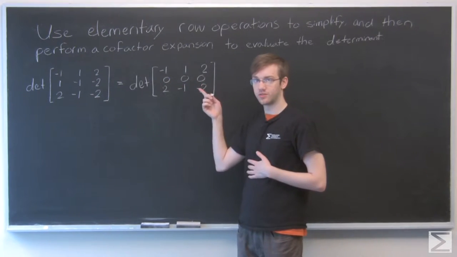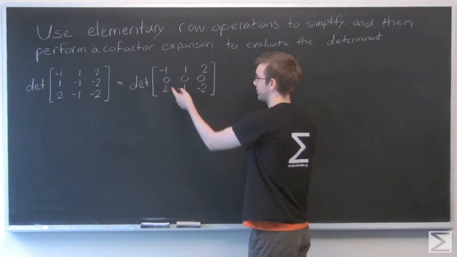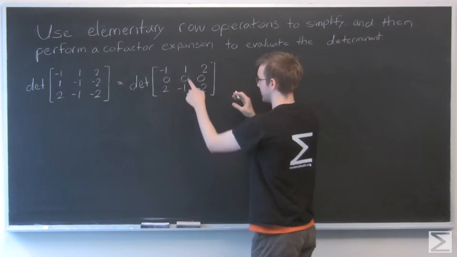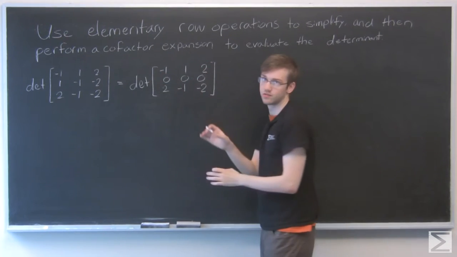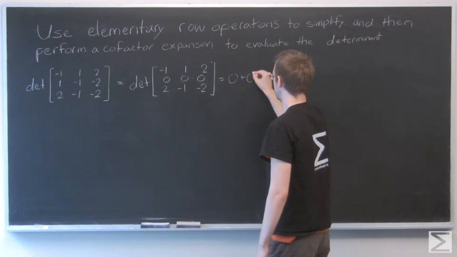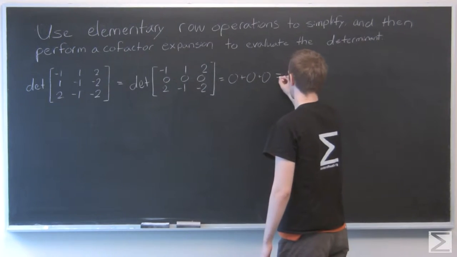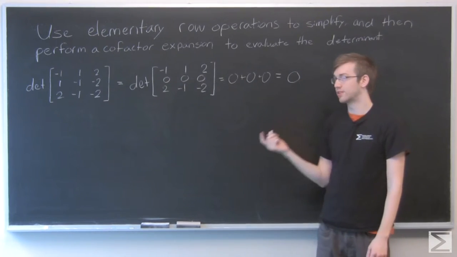Now that I have zeros all in the second row, a cofactor expansion will basically look like 0 times the determinant of these four numbers plus 0 times that determinant plus 0 times this determinant. So it's just a row of zeros. So the determinant of this matrix is just 0.